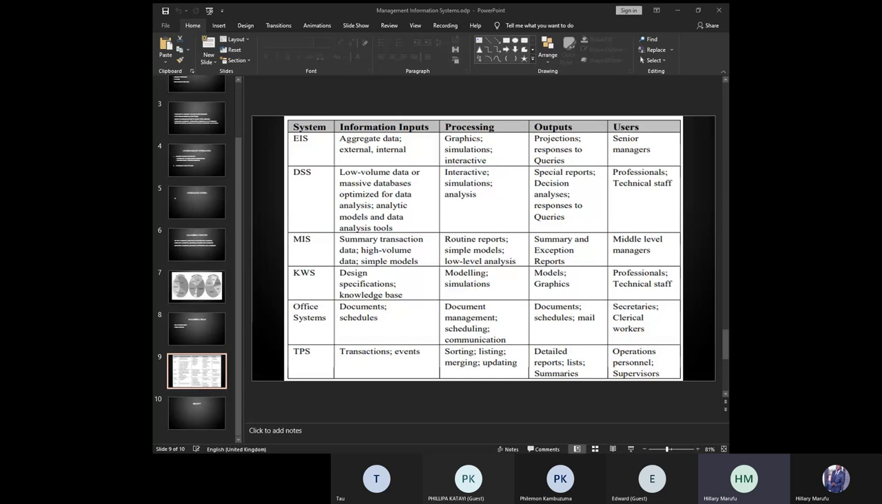Guys, okay, I've got a question. What's the difference between a supply chain and a value chain? Ladies and gentlemen, the difference between a supply chain and a value chain.